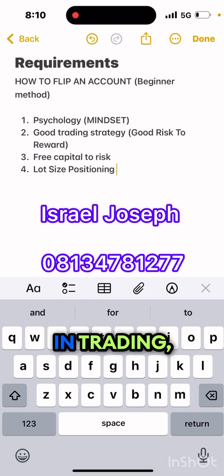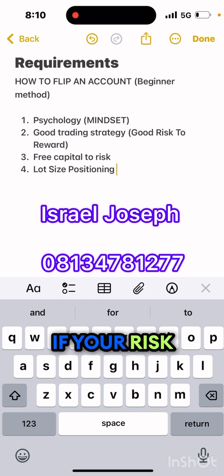In fact, in trading, psychology tends to be the overall in terms of trading. Your mindset, how you react to your emotions, stuff like that, is the number one important thing you need in trading. Okay. Now, the second thing you need to look at is a good trading strategy with good risk to reward. Okay, it's very, very important.